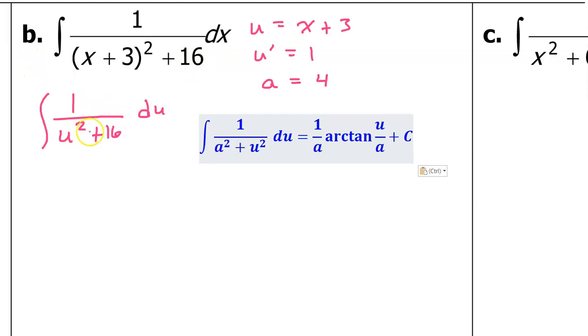Doing the u substitution gives us this. Normally, I would say du over u prime, but u prime is just 1, so there you go. This is a perfect match for the arc tangent rule. So let's go ahead and integrate. We need to do 1 over a. A is 4, so we will have 1 over 4. And then arc tangent of u over a. So that's going to be x plus 3 over 4.